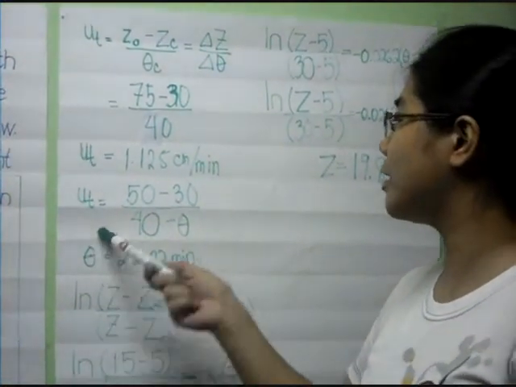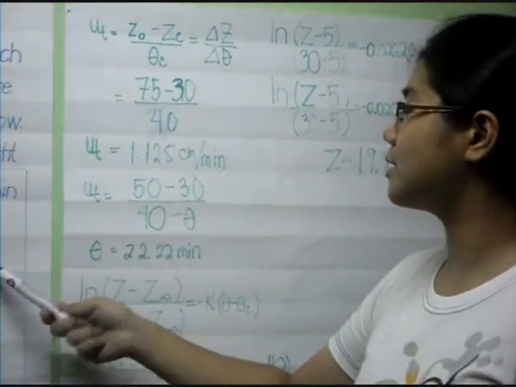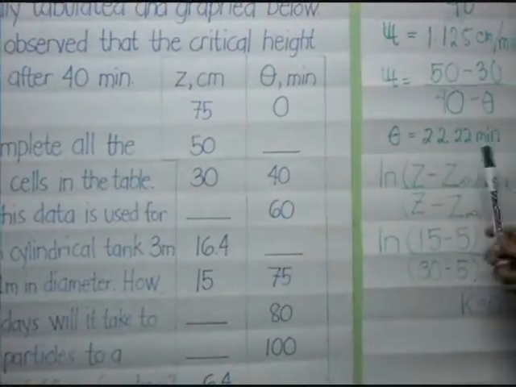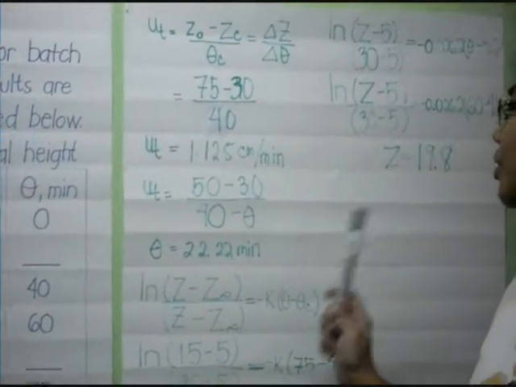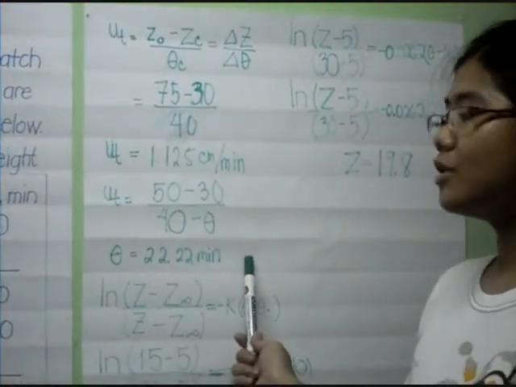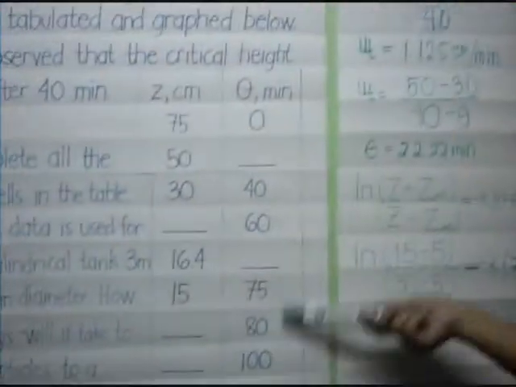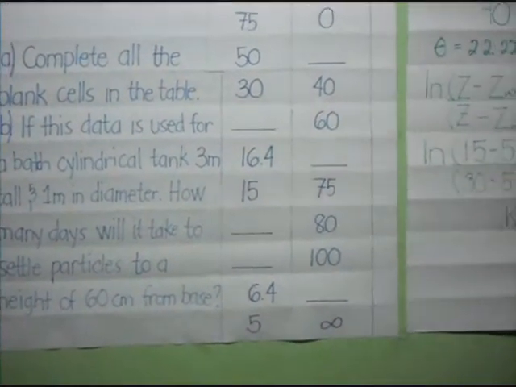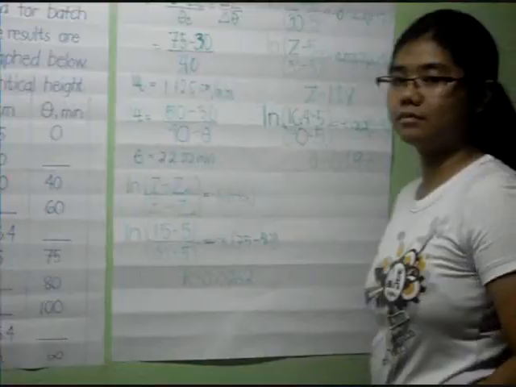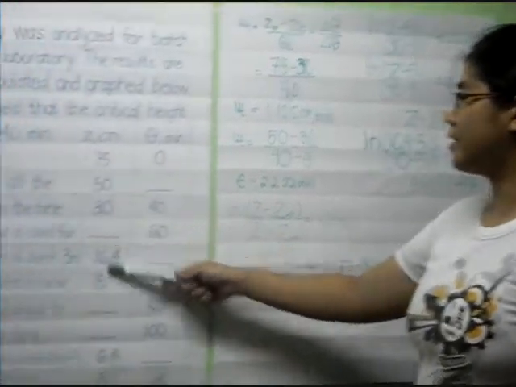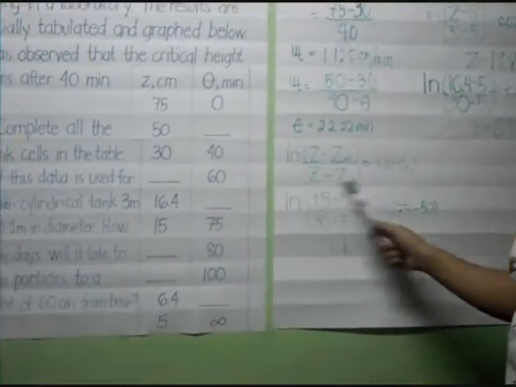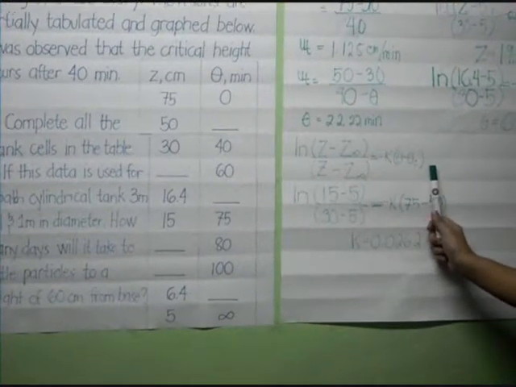Then substituting, we can get this time as 22.22 minutes. And for this part, it is a hindered settling zone, this formula should be used. So this part is the hindered settling zone. So this formula should be used in the hindered settling zone.